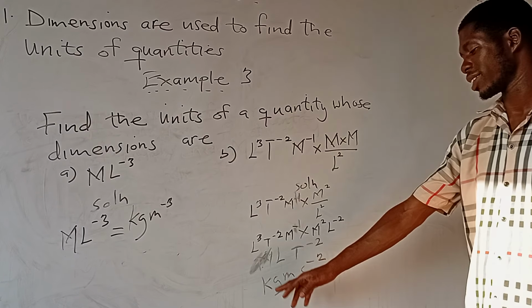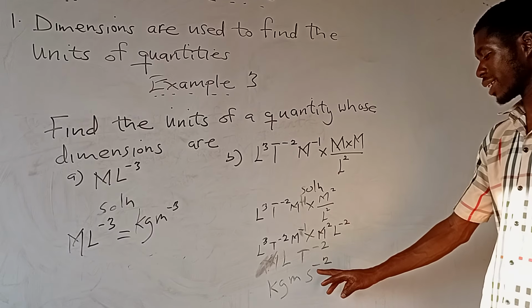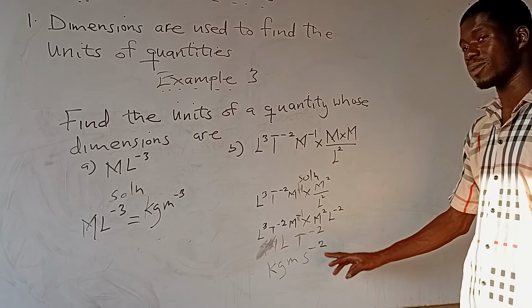Then the unit for mass is kg, the unit for length is meters, the unit for time is seconds, but to the power negative 2.